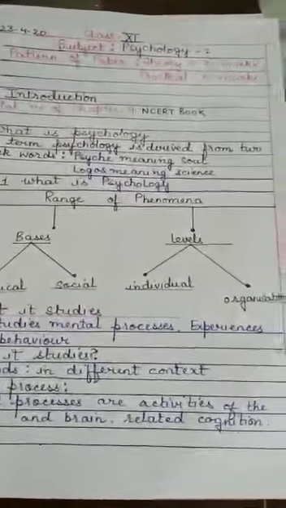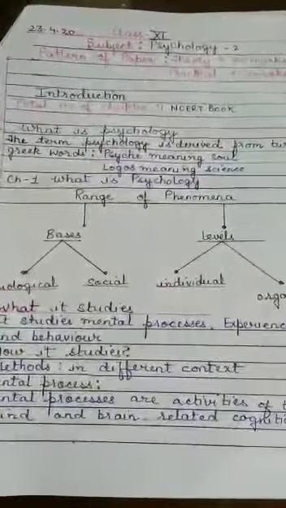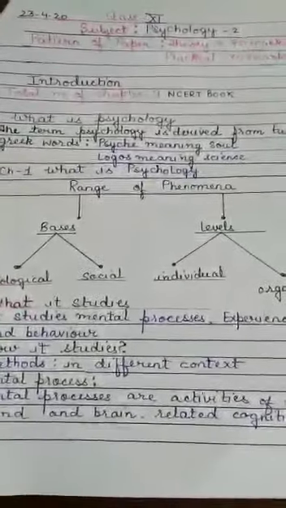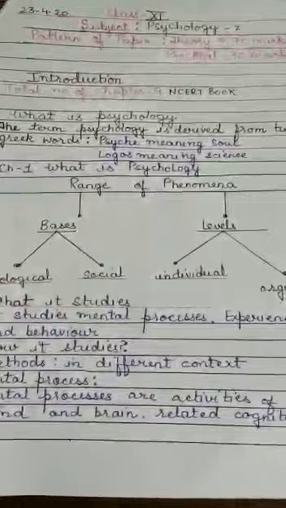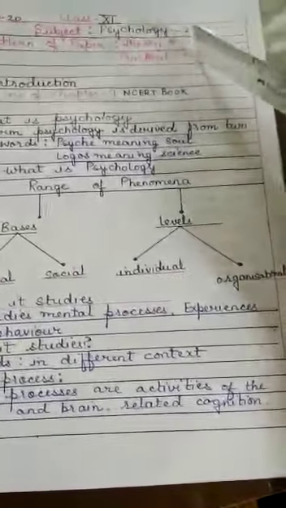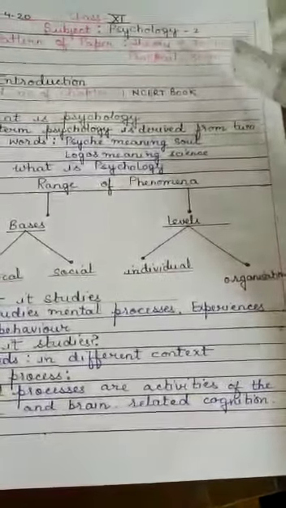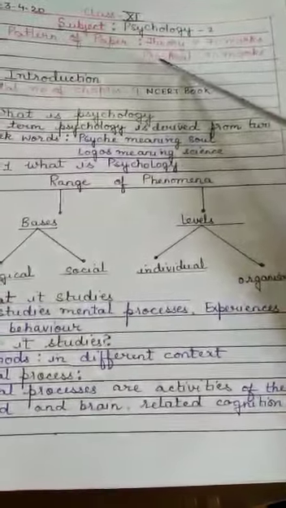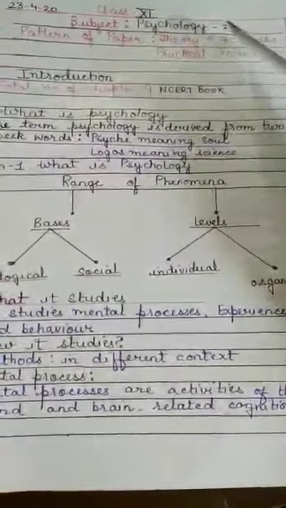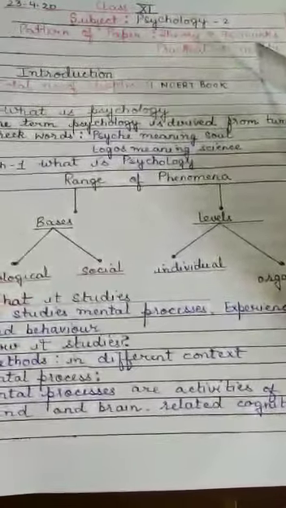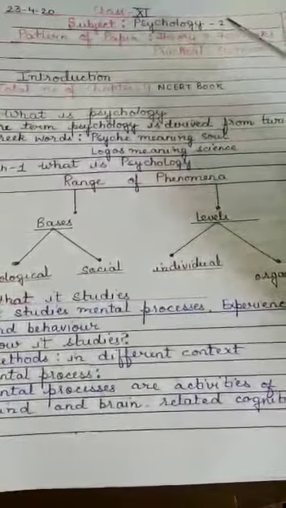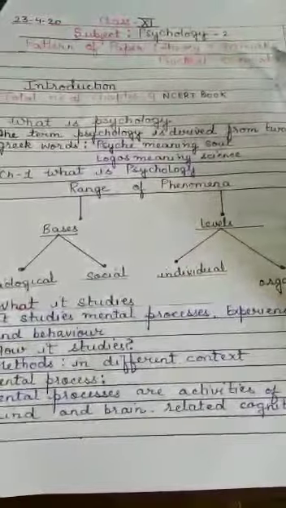Now I would like to brief you on the pattern of the paper and how the marks are distributed. This subject contains 70 marks for theory and 30 marks for practical. This is how the division of the paper is done, as this is a practical subject. We follow the same pattern in class 12th also.